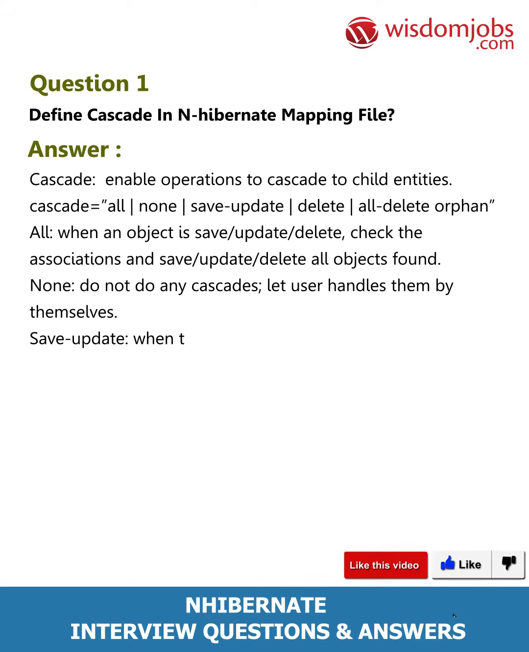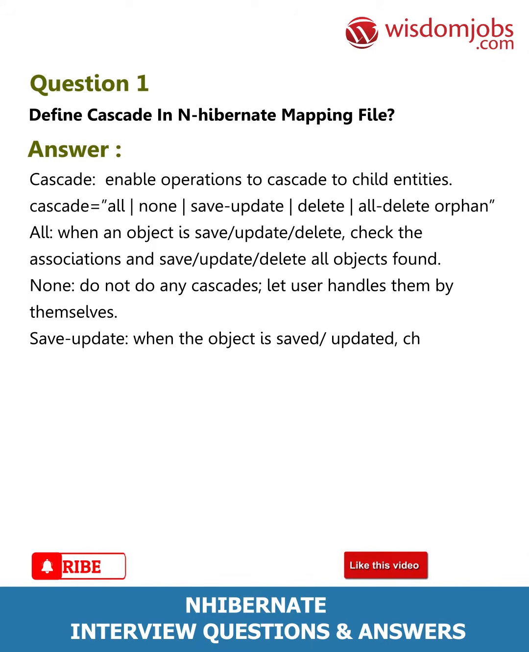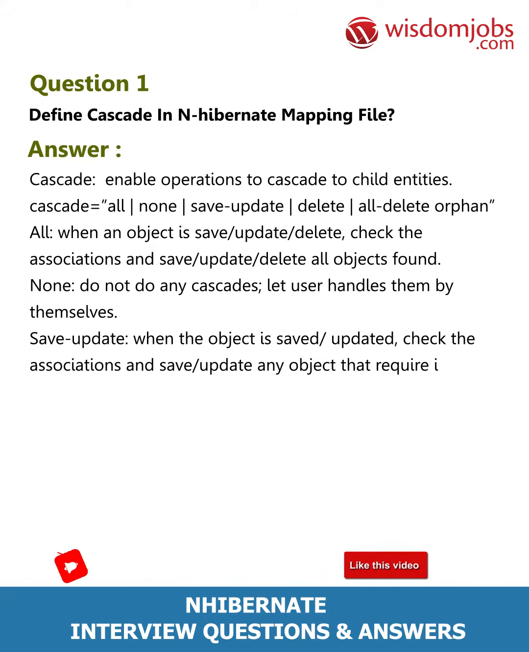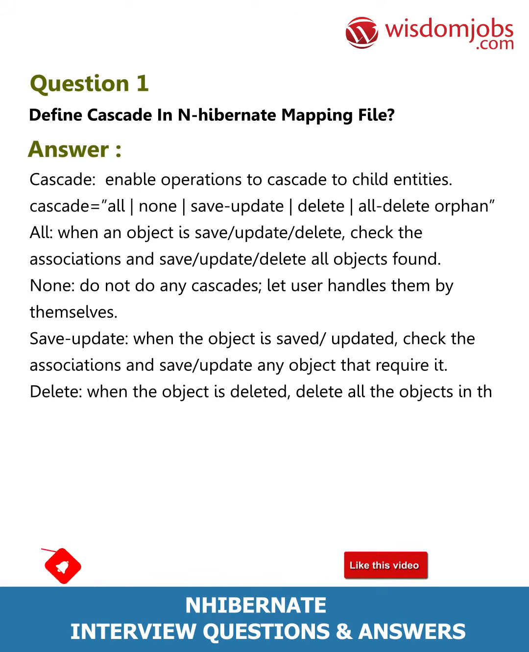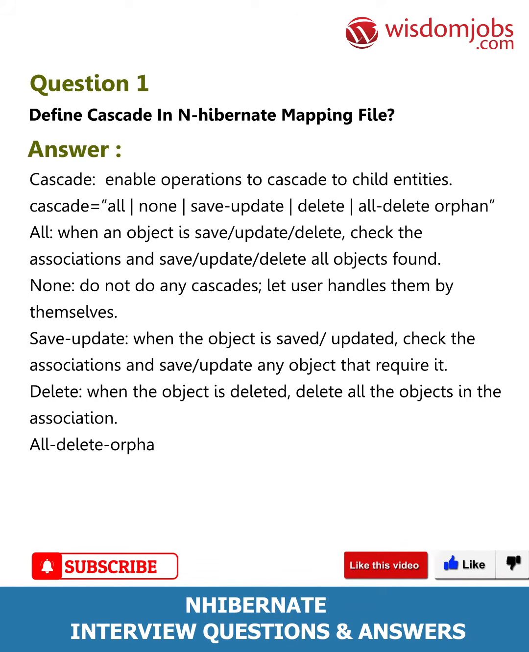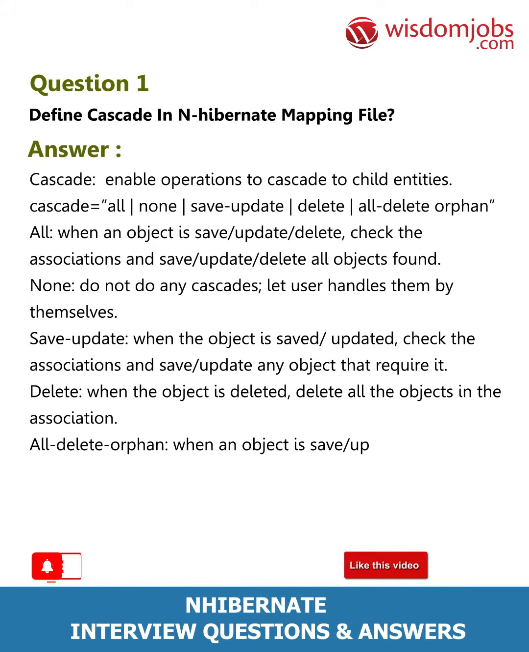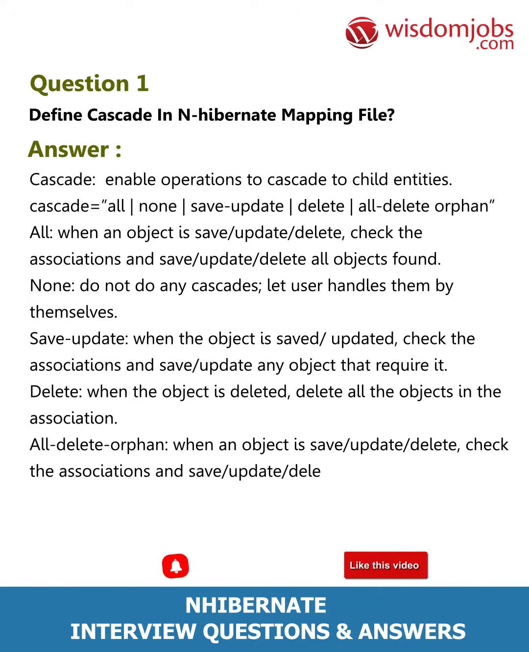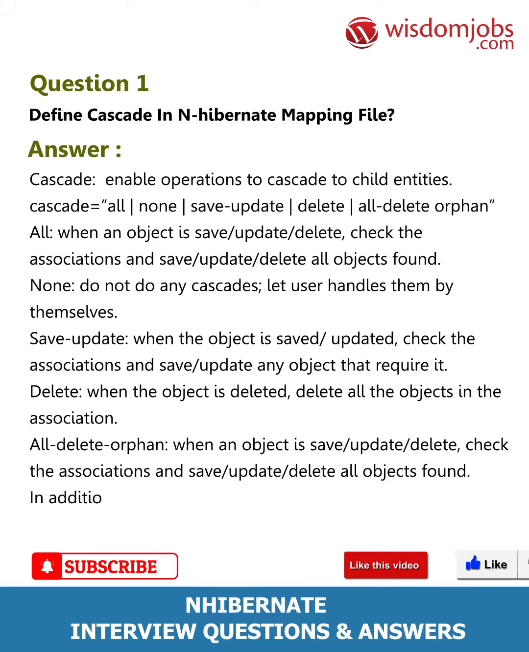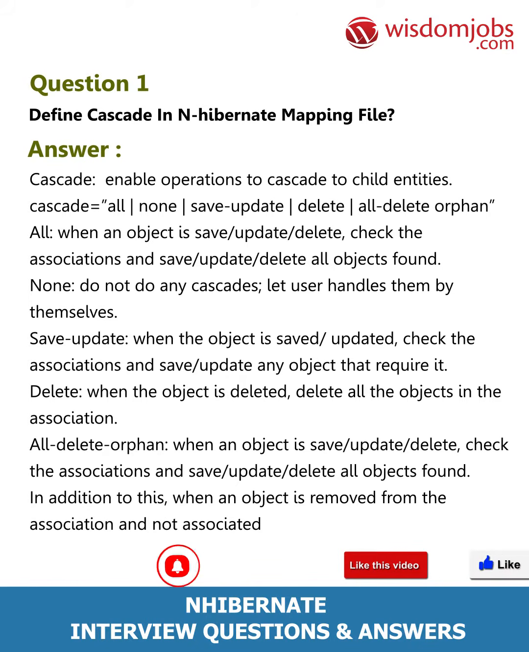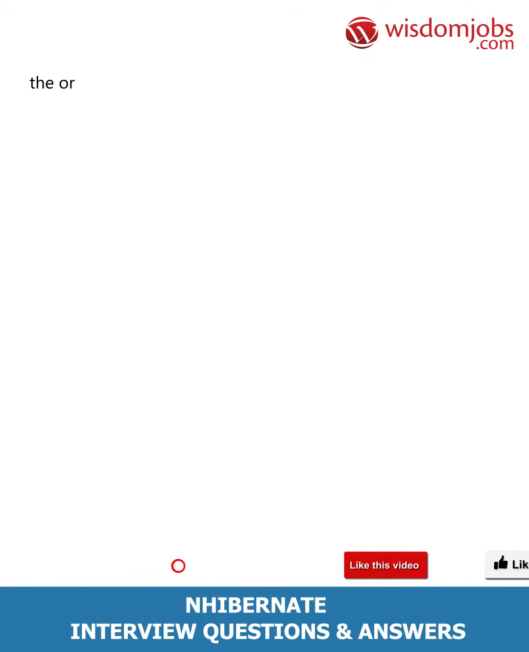Save-update. When the object is saved/updated, check the associations and save/update any object that requires it. Delete. When the object is deleted, delete all the objects in the association. All-delete-orphan. When an object is save/update/delete, check the associations and save/update/delete all objects found. In addition to this, when an object is removed from the association and not associated with another object, delete the orphan object also.